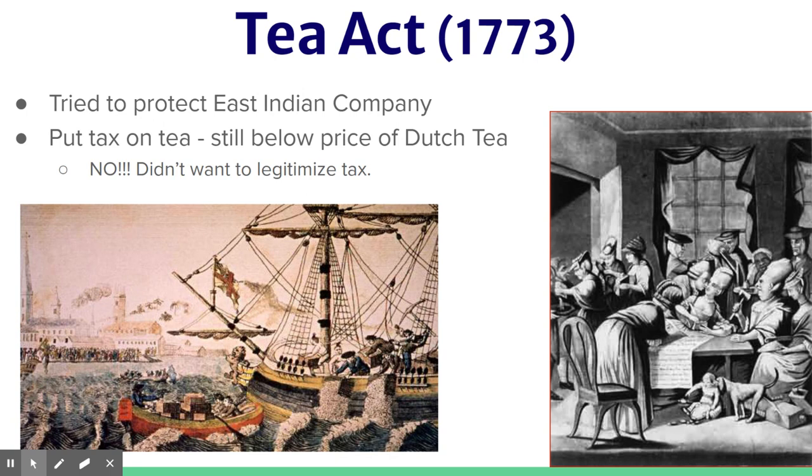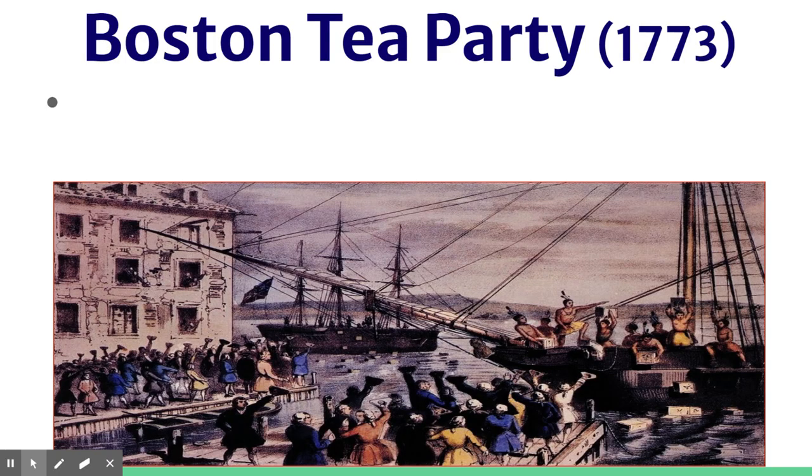And so they passed a tea tax, which said that it was illegal to buy any tea besides theirs. It was illegal to smuggle goods. They're going to enforce it more. And the colonists just said, no, we're not. Even though it's cheaper, we're not going to do it. They did not want to legitimize the tax. They didn't want to accept that they were getting taxed.